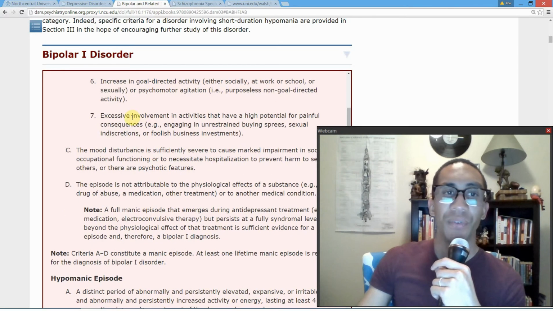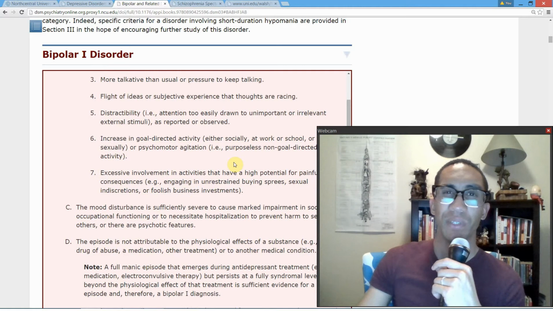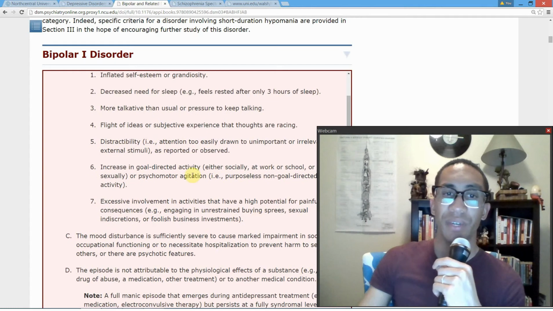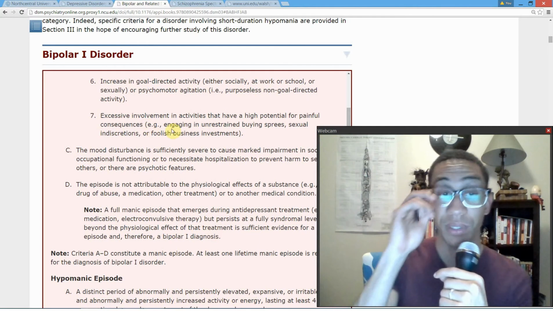I don't know about excessive involvement in activities with high potential for painful consequences, besides the fact that she was suicidal. I know that she was kind of out of control, so I'd have to know for sure what kinds of activities she was involved in, but I think she would also fall into that one.